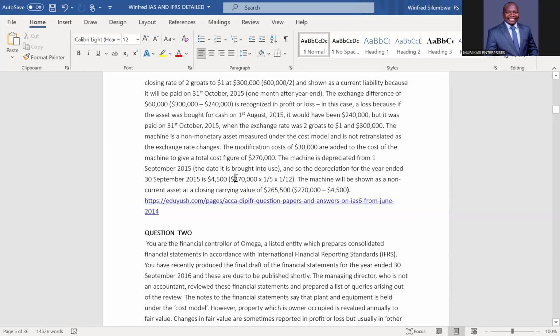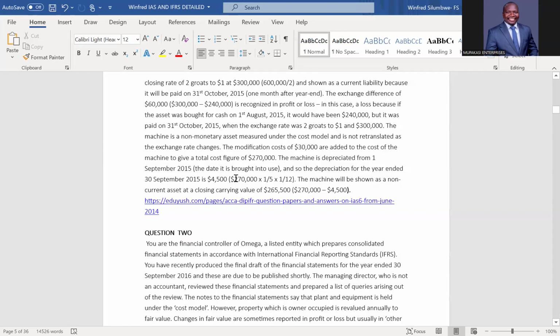after we've put 240, the purchase price after translation. We've also added now the 30, which is a modification. So the total cost is 270, and the useful life for that asset is 5. So we're dividing by 5, meaning it's giving a depreciation for 1 year.